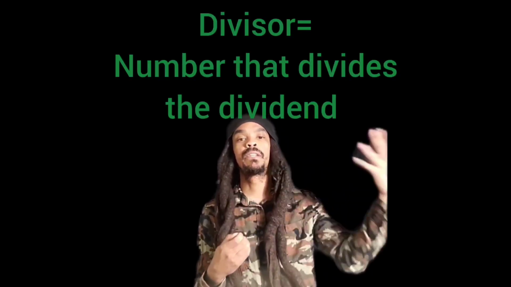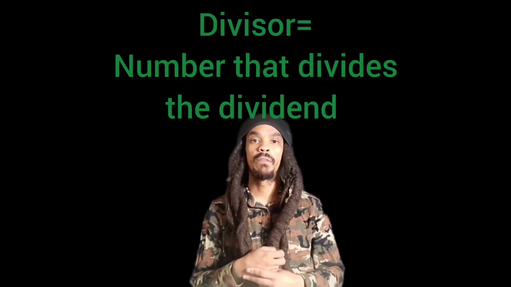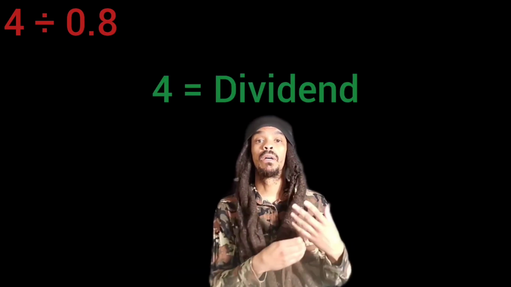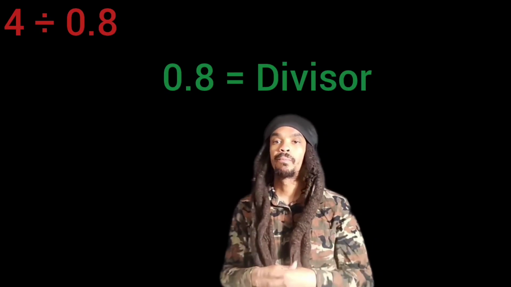So the dividend is what's being divided. Obviously, the divisor is what it's being divided by, all right? You'll have a problem, and it might be the problem we're going to go over, I think it's going to be 4 divided by 8/10. In that problem, 4 divided by 8/10, 4 would be your dividend. The 8/10 would be your divisor. All right. So that's the first thing you want to identify. Which one is your dividend and which is your divisor?